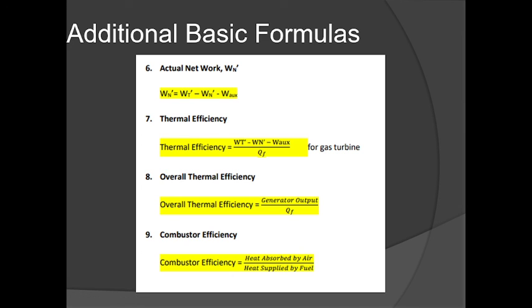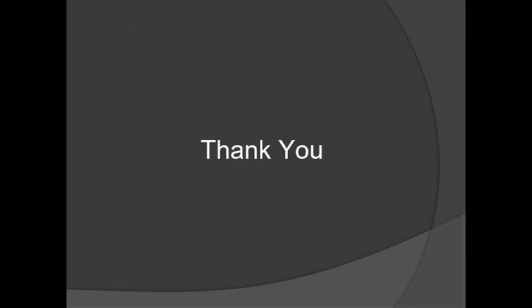So for the actual net work, work net is equal to the actual work of the turbine minus the actual work of the compressor minus the work of auxiliary. So these are all the other efficiencies: overall thermal efficiency, generator output divided by the heat of fuel, and combustion efficiency. So that's it.